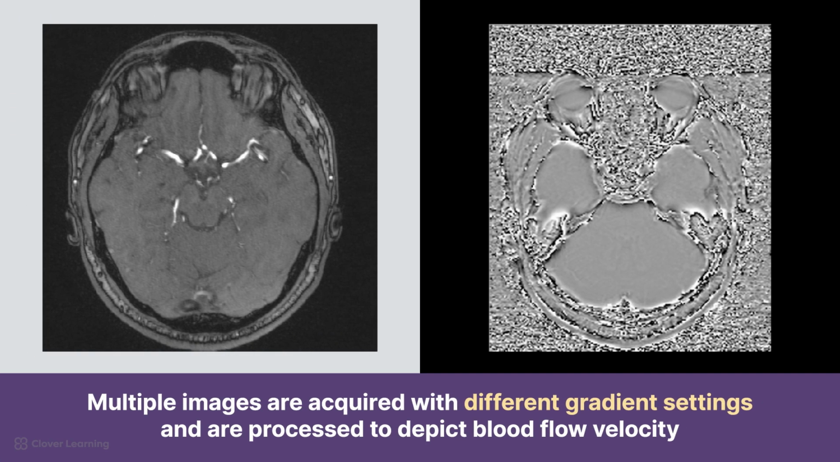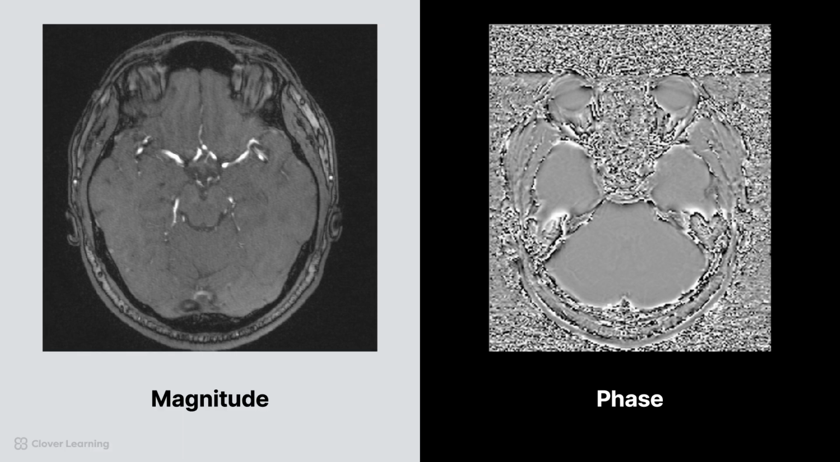phase shift. During phase contrast MRA, multiple images are acquired with different gradient settings, and these images are processed to create phase contrast images that depict blood flow velocity. The phase contrast MRA technique produces two sets of images, magnitude images and phase images.